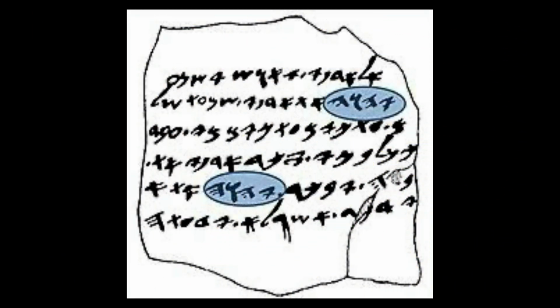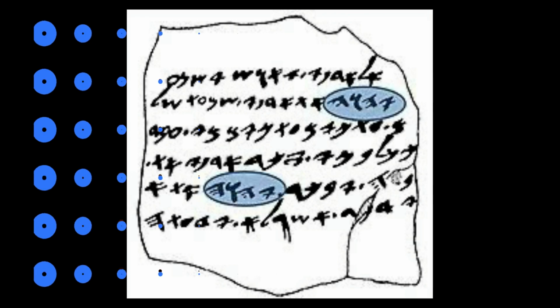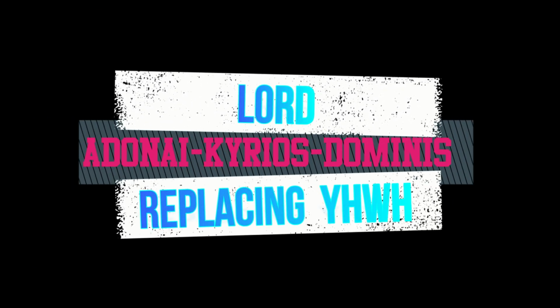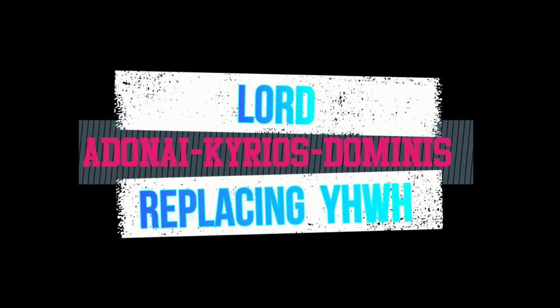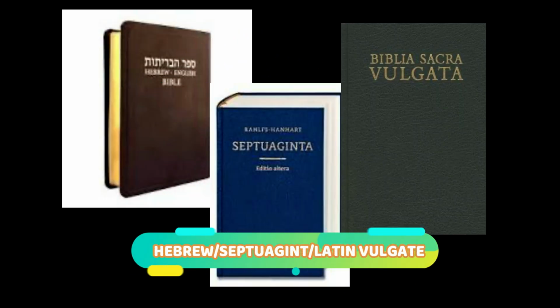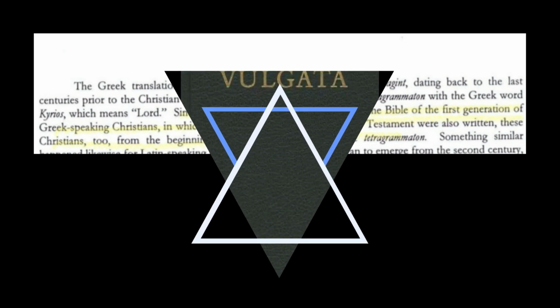Continuing in the tradition of erasing the Holy Tetragrammaton Yahweh from the text and replacing it with the term Lord wasn't just found in one translation, but the main three from which we get our English translations. The letter goes on to say, "Since the text of the Septuagint constituted the Bible of the first generation of Greek-speaking Christians, in which language all the books of the New Testament were also written, these Christians too, from the beginning, never pronounced the divine Tetragrammaton."